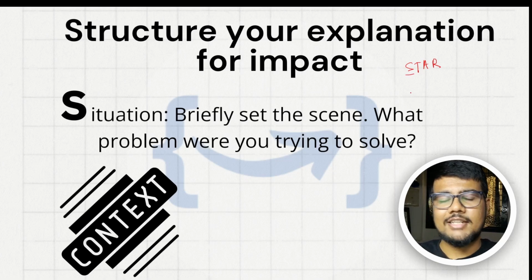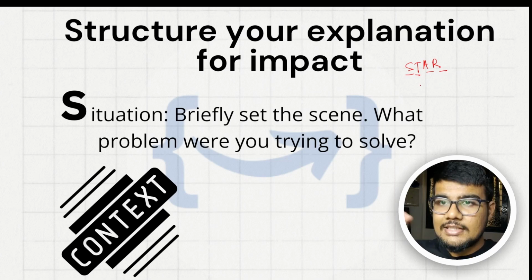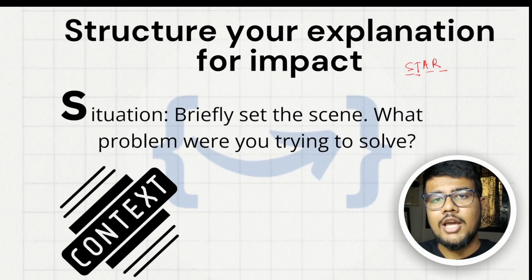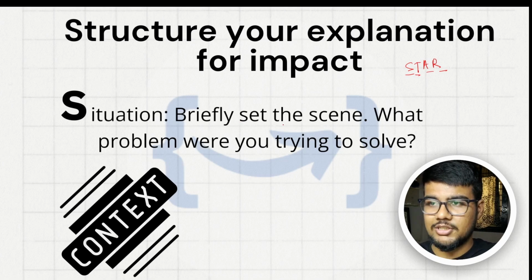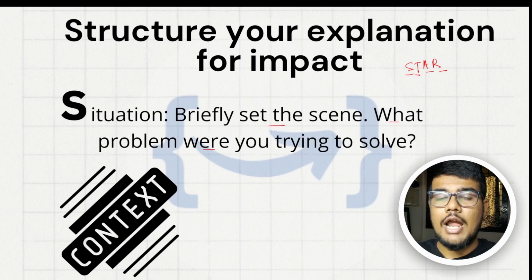S stands for situation, T stands for task, A stands for action, and R stands for reaction or result. In this format, you need to tell your answer to your interviewer if they ask you to tell me about this project. Now, situation. S stands for situation. Briefly set the scene. What problem were you trying to solve?